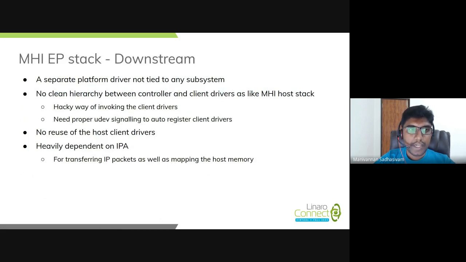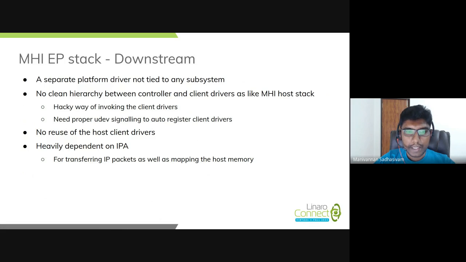The next part is the MHI endpoint stack. The MHI is a protocol which sits on top of the PCIe bus, and it is used by the modems to communicate with the host machine. This MHI bus exposes logical channels through which the configuration as well as the data connectivity happens through the host machine. This MHI endpoint stack in downstream is represented as a platform driver again, and it is not tied to any subsystem.